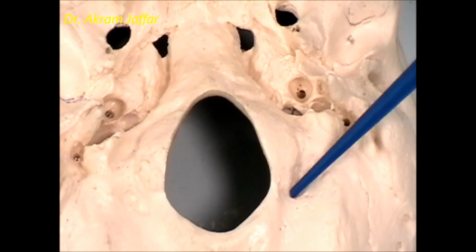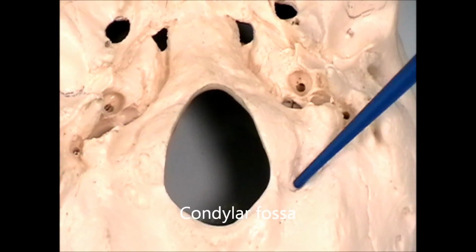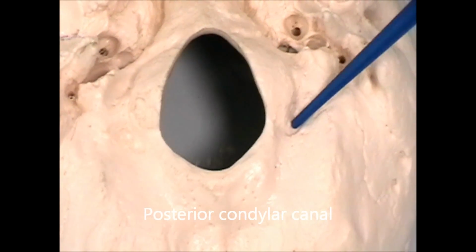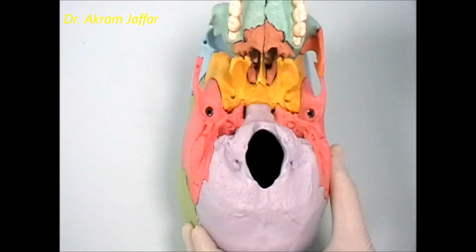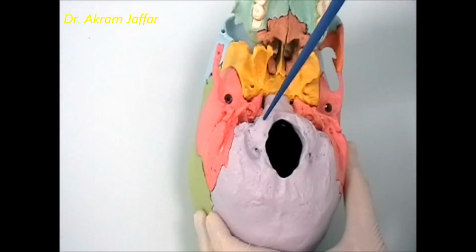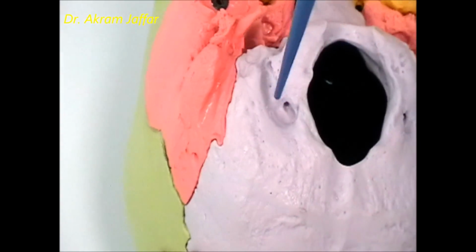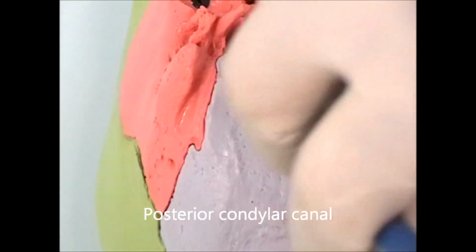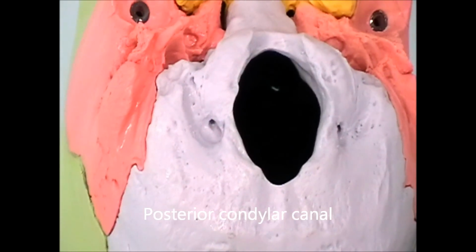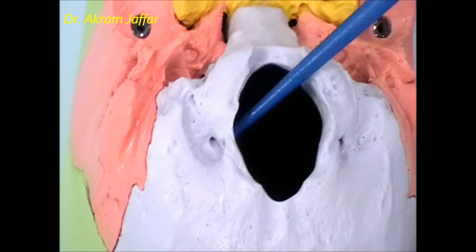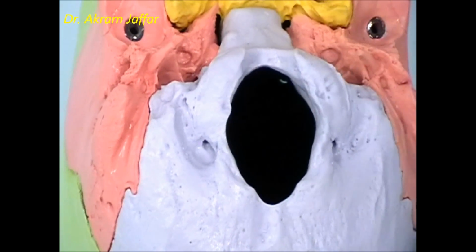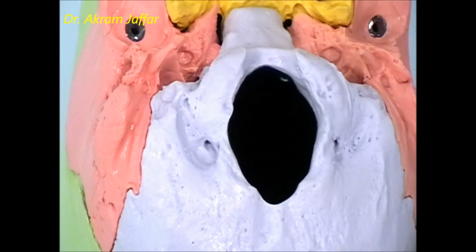Behind the occipital condyle, there is a fossa, the condylar fossa, and sometimes this fossa is perforated by a posterior condylar canal. Here it is not perforated. In this model, you can see the condylar fossa behind the occipital condyle, and you can see here the perforation, the posterior condylar canal. The posterior condylar canal transmits emissary veins from the sigmoid sinus inside the skull and the veins in the suboccipital region outside the skull.